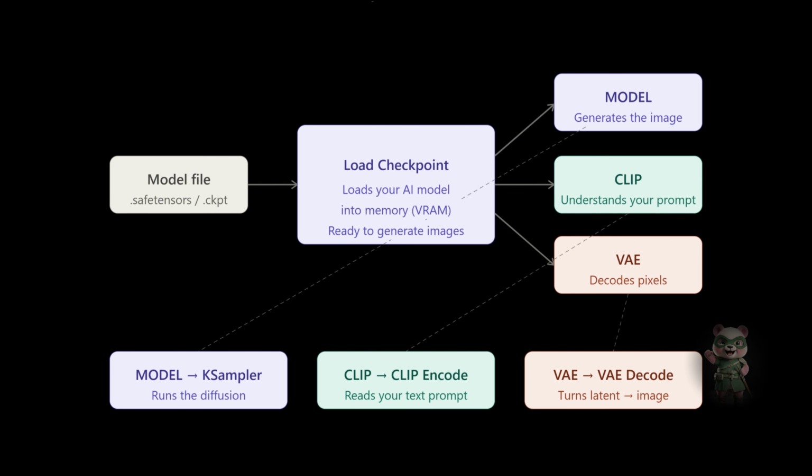When you select a model, like DreamShaper Safe Tensors or SDXL Base Safe Tensors, it splits into 3 outputs. Model, the actual image generator, connects to the KSampler node, which runs the diffusion process, the magic that creates your image. Clip, the language brain. It reads and understands your text prompt. Connects to the clip text encode node. VAE, the decoder, converts the raw latent image data into actual visible pixels. Connects to VAE Decode at the end.